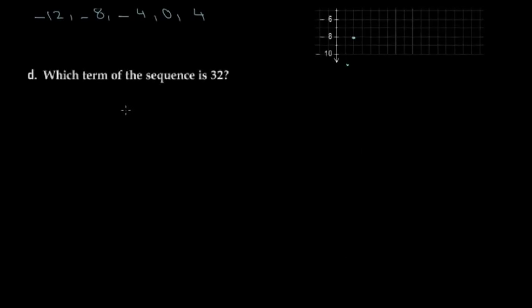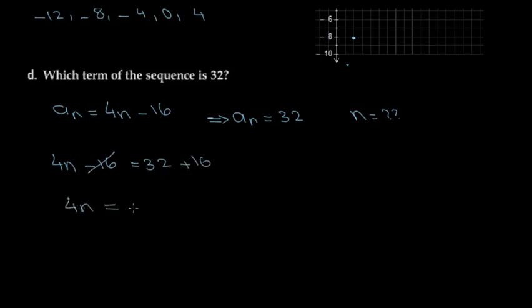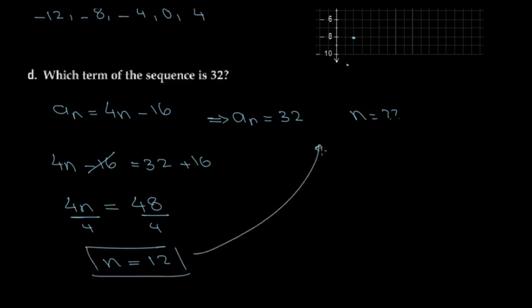The last part of this question: which term of the sequence is 32? Now we have the value of the nth term, but we need to find the value of n. So we'll use an equals 4n minus 16. That's the nth term for the arithmetic sequence that we have. Now we say that an is equal to 32, and we need to find the value of n. So by substitution, 4n minus 16 is equal to 32. By adding 16, 4n is equal to 32 plus 16 equals 48. Divided by 4, n is equal to 12. It means the term number 12 is equal to 32.